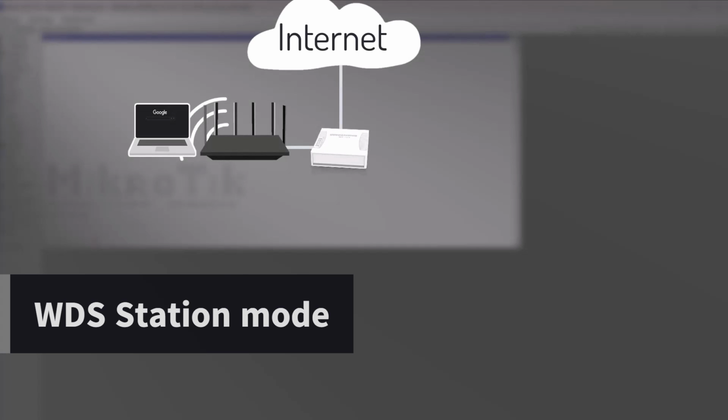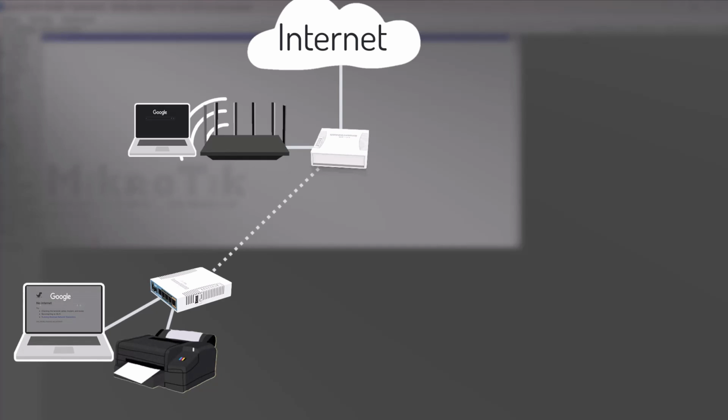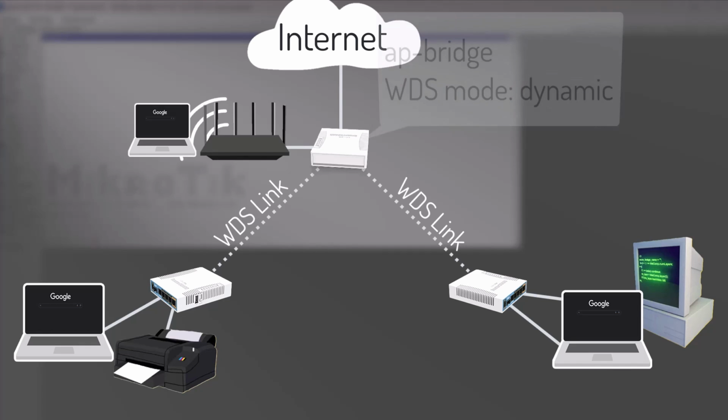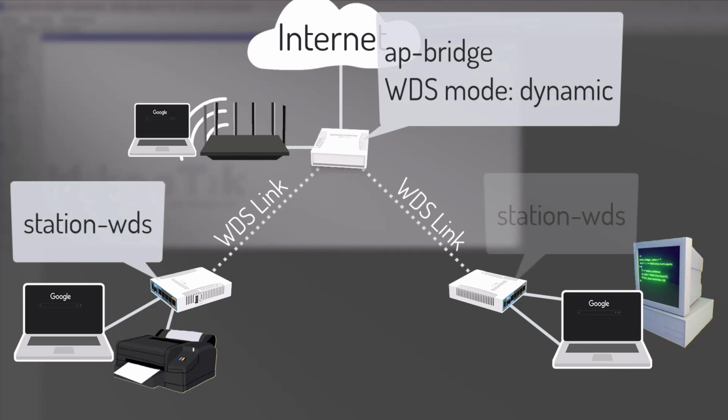WDS Station Mode allows you to bridge two or more network segments using multiple MikroTik devices. This mode is useful when you want to create a large wireless network that covers a wide area, or when you want to connect multiple clients to a single AP. However, this mode requires the most configuration on the wireless interface, such as enabling WDS, setting the WDS mode, and adding the WDS peers. Also, this mode only works between MikroTik devices, and it may reduce the wireless performance due to the overhead of WDS.